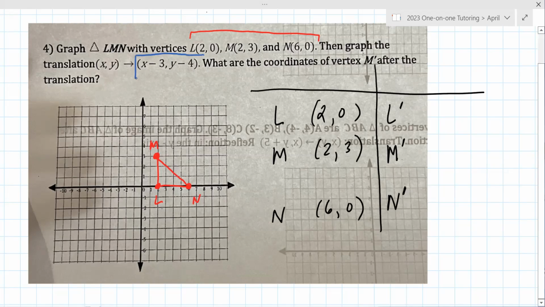Now, see this rule up here? It says that (x, y) goes to (x minus 3, y minus 4). So what we're going to do here is take each of those x values and subtract 3. We're looking at just the first column here. We're going to subtract 3 from each of those numbers. So what's 2 minus 3?